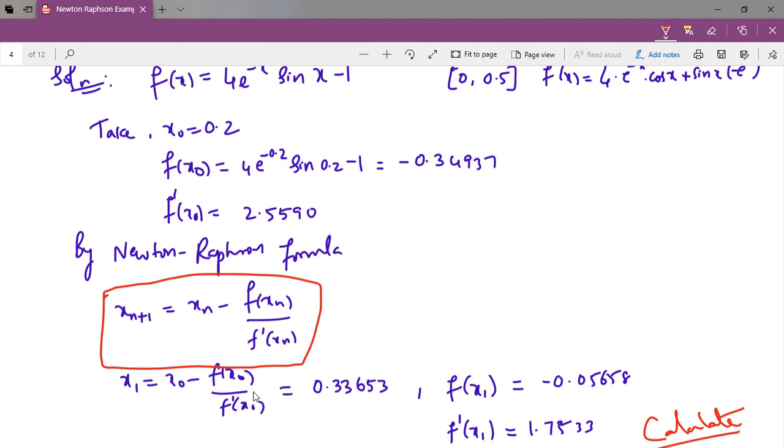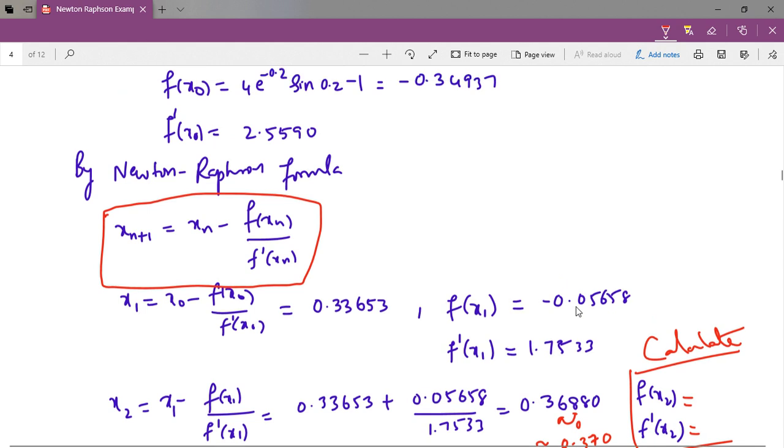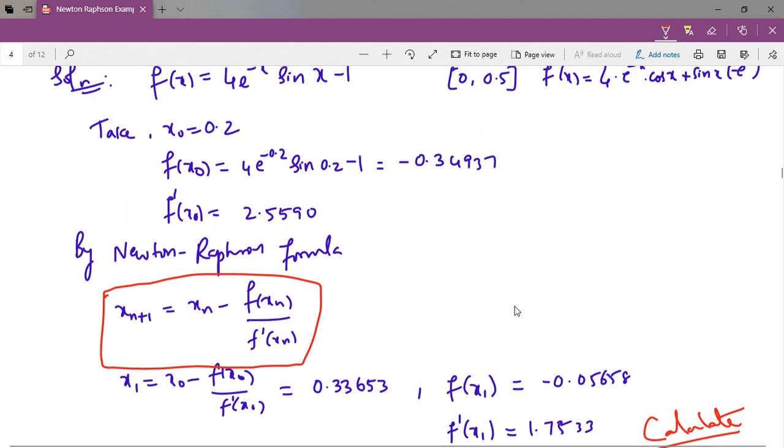When you get x1 in the calculator, in place of all x naught, if you just replace that by answer, by using the answer key in the calculator and press equal to, you are going to get the second iteration immediately. Okay, so are you understanding? That means, what is f of x naught? Let me give an example here.